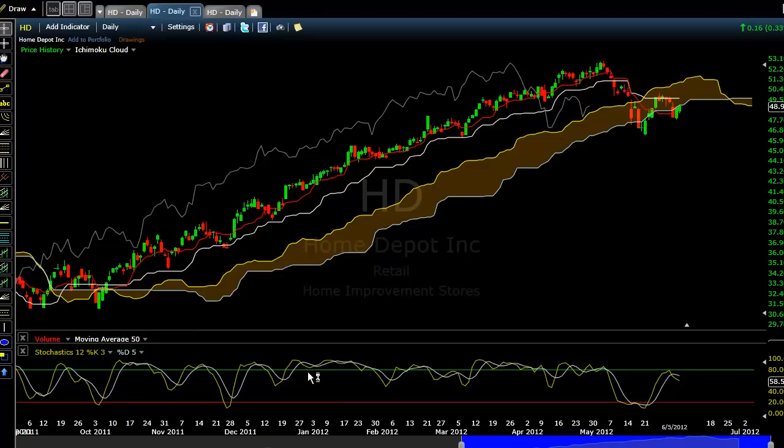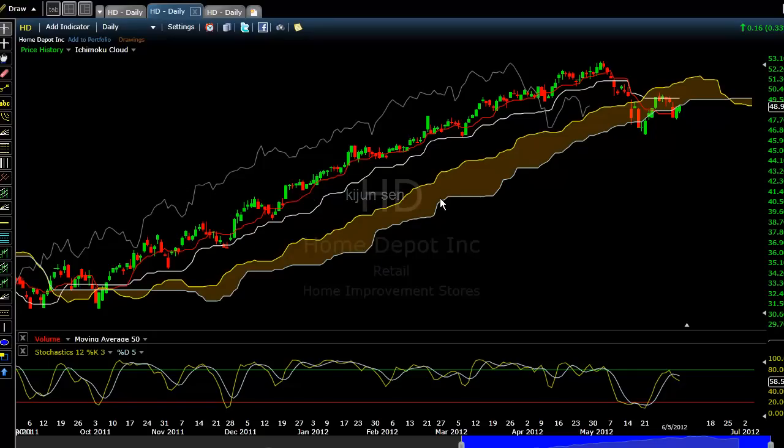Okay. Now, first off, you notice the Kumo, which is comprised of span A, which in a bullish chart is on top, with span B on the bottom. On a bearish chart, span A will be underneath span B. You have Chikou, which is this line here. Notice how it's passed through price. You have Tenkan-sen, which is the red line. You have Kijun-sen, which is slower, remember. Kijun-sen is 26 periods, and Tenkan-sen is 9 periods.